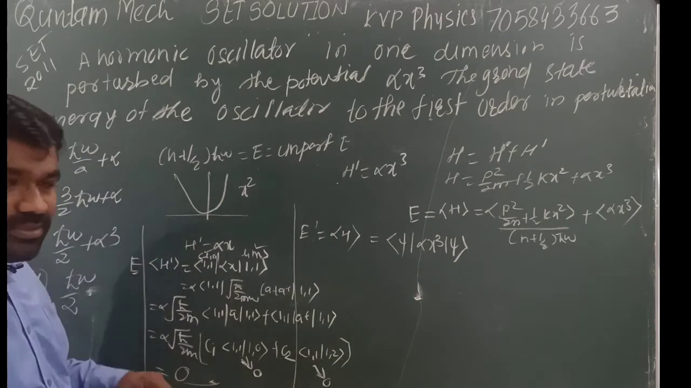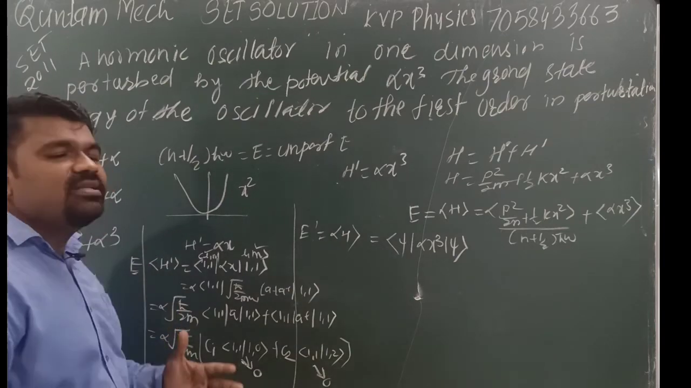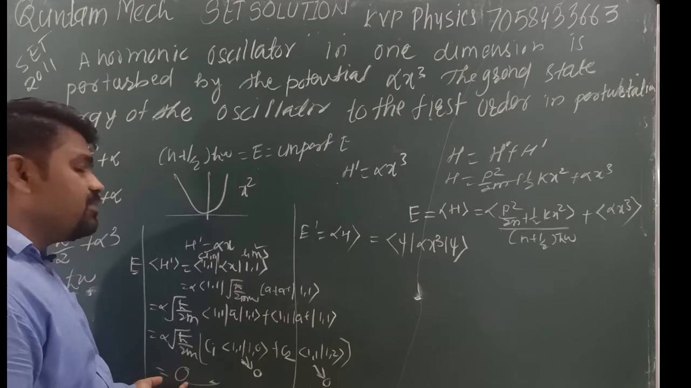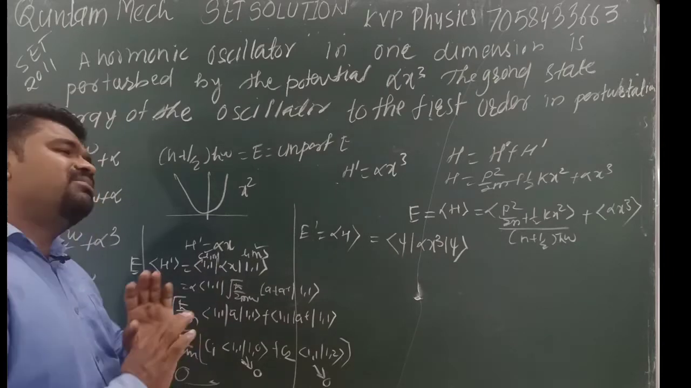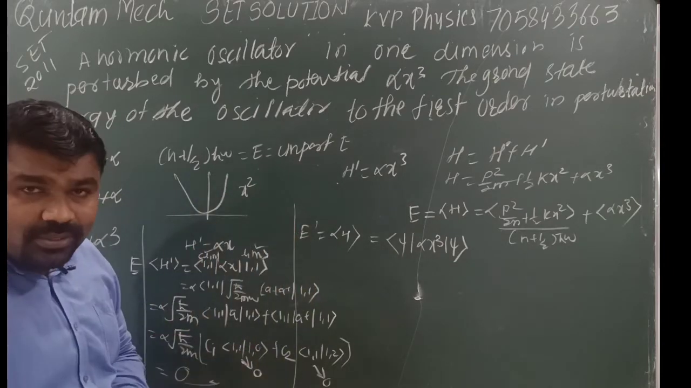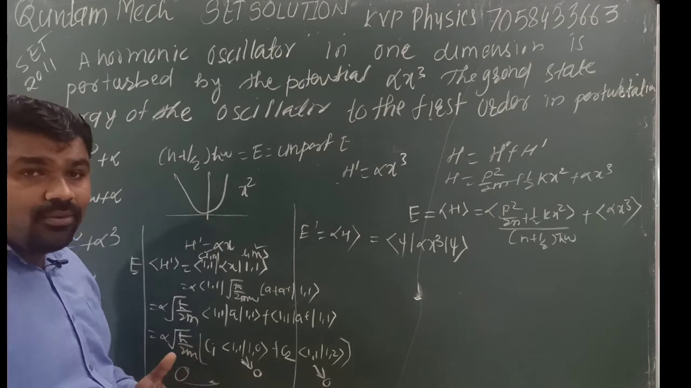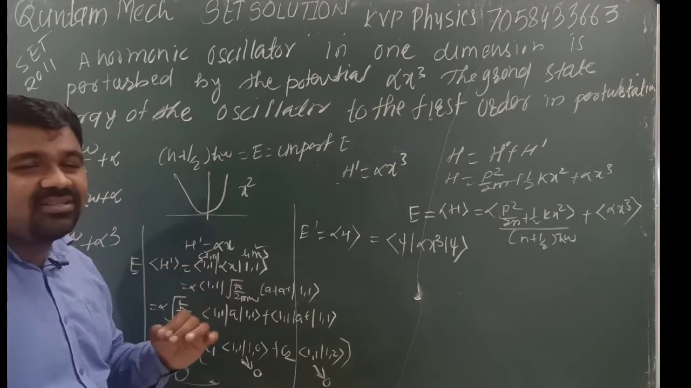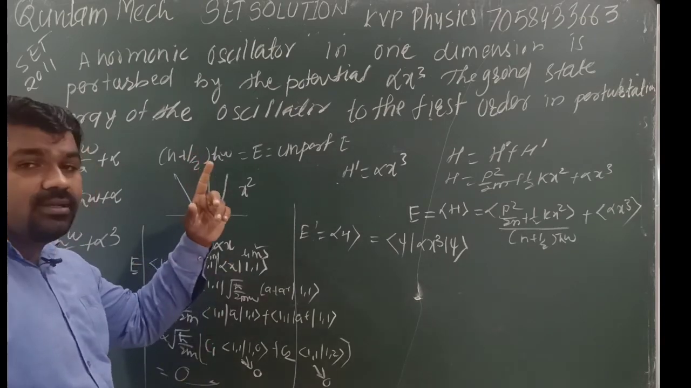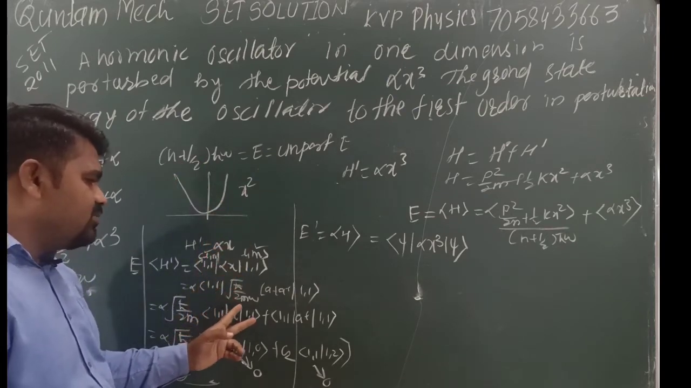Perturbation energy is equal to how much? 0. It means unperturbed energy plus perturbation energy. What is the perturbation energy? The perturbation energy is 0, which means the system again behaves like the original system, because of the alpha x nature in the harmonic oscillator. In the harmonic oscillator, what is the x value?